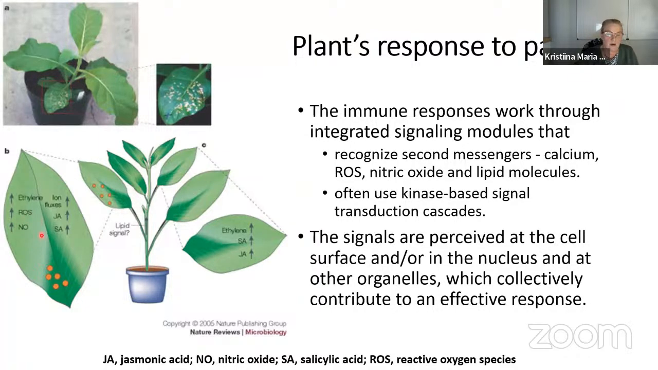There is also nitric oxide and different lipid molecules that work as secondary messengers. Often these are, of course, also related to kinase cascades, like the mitogen-activated MAP kinase pathway. The signals are perceived either at the cell surface or in the cytoplasm, in the nucleus or other organelles, and these all then contribute to an effective response.